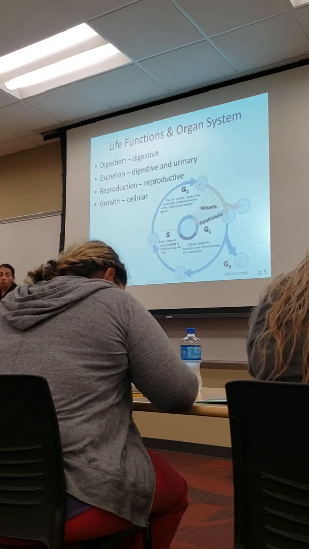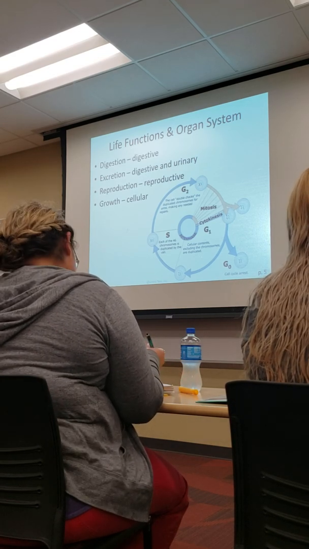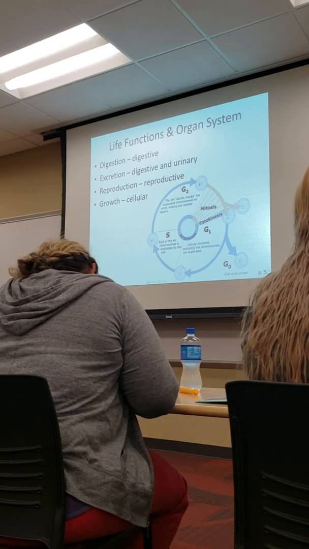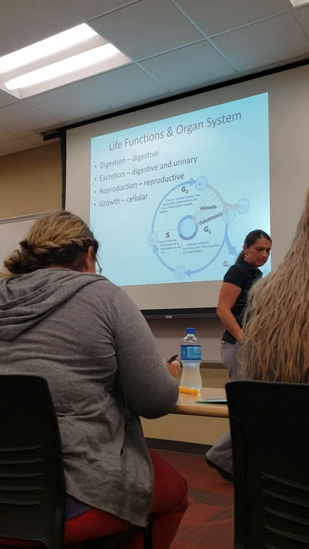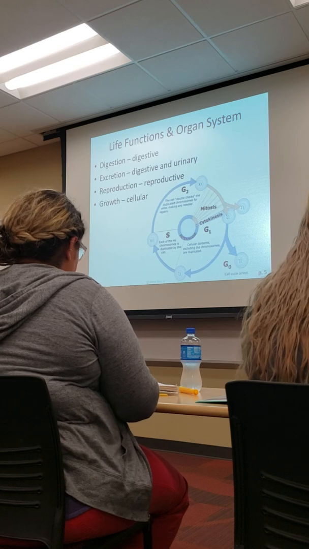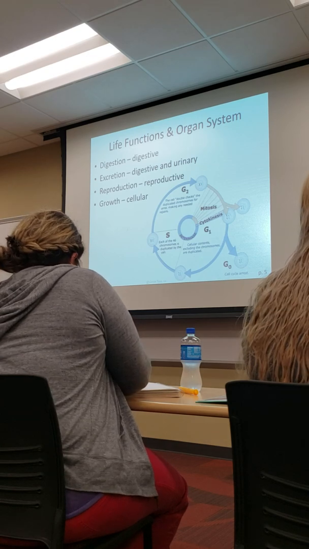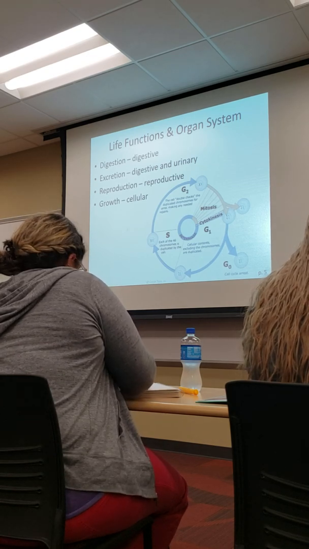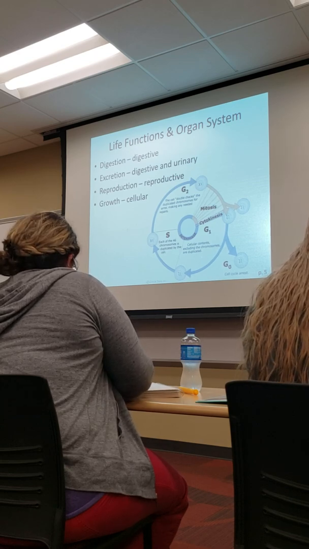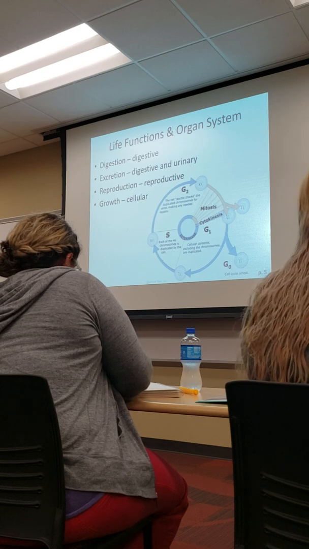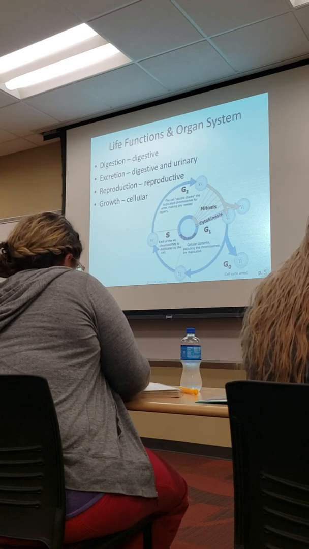Our digestive organ system, that's going to obviously be digesting things, pulling nutrients out. Digestive and urinary systems are involved in excreting wastes. Okay, when we talk about the digestive system with respect to excreting waste, that's going to be the colon. Then reproduction happens with the reproductive system. And growth occurs at the cellular level. Right? We all start off as a fertilized egg. The sperm and the egg come together and make an embryo, a single-celled embryo.